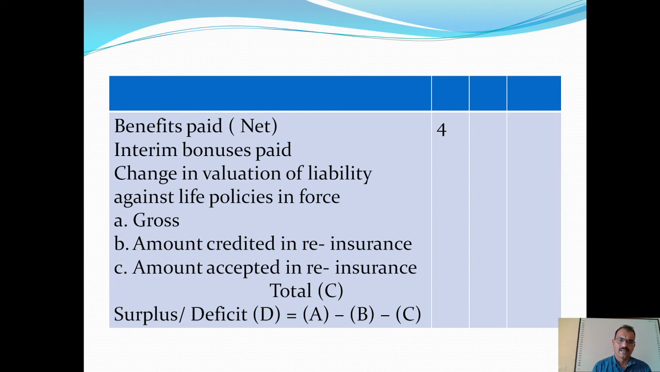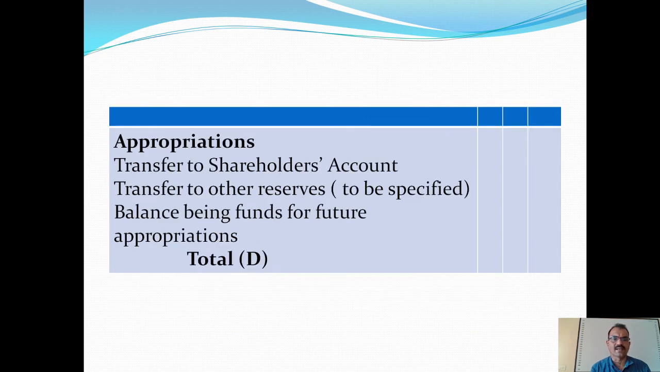Okay, the next line, surplus or deficit. How can we calculate the surplus or deficit? A, income, minus B, minus C. The total of the A portion minus the total of the B portion minus the total of the C portion. So we will get the surplus or deficit.